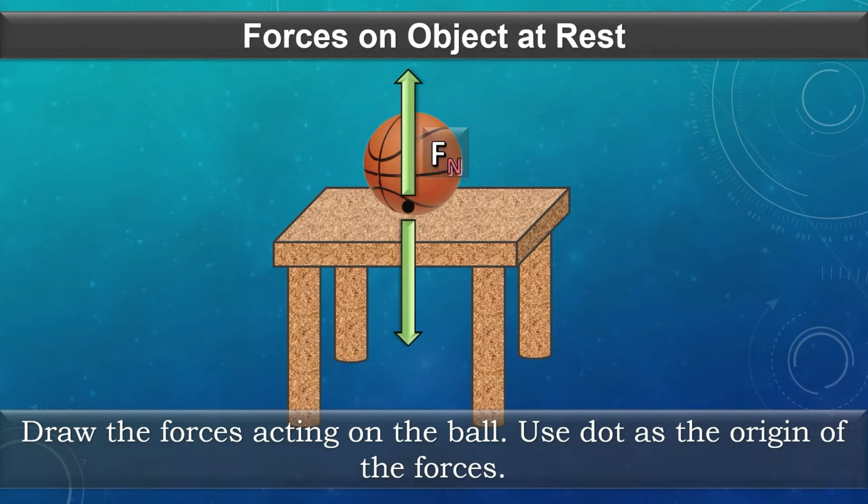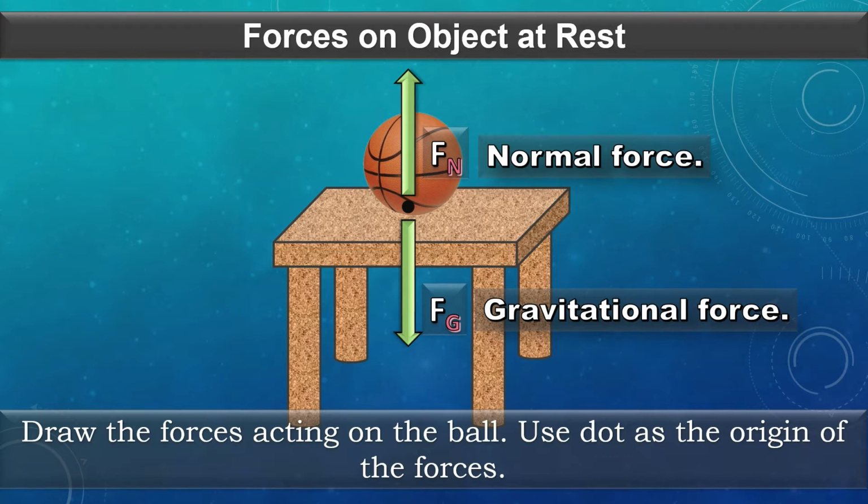The ball lying on the table possesses normal force, represented by F sub n, and gravitational force, represented by F sub g. The table exerted a force towards the ball, which is the normal force, and the ball exerted a force towards the table, which is the gravitational force. Since the ball is at rest, the forces acting on it are balanced forces.